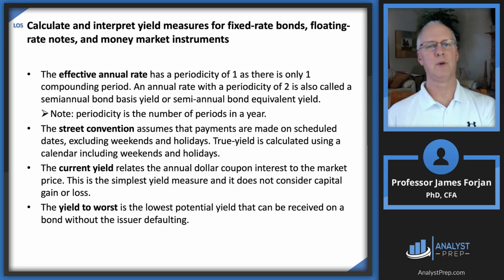Periodicity is the number of periods in a year. So with bonds, if we're paying these semi-annually, which is almost always the case, then the periodicity is the number of periods in a year, which will be 2.